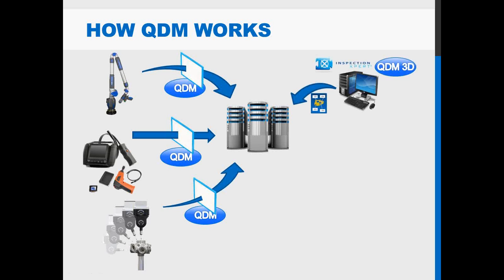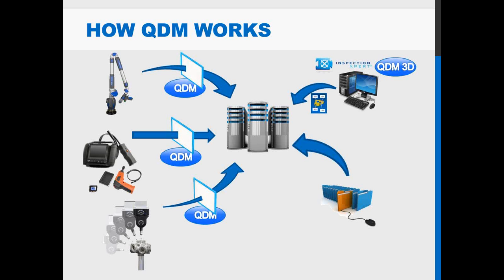At the same time, we use our tool QDM 3D, or now InspectionXpert, to author a template. That template is brought into QDM as well. Now we can select any of our data sets that we've brought in and any of our templates, and we can combine them together to create reports. So when I query QDM, I want a specific data set, and I have a specific report I want to see.